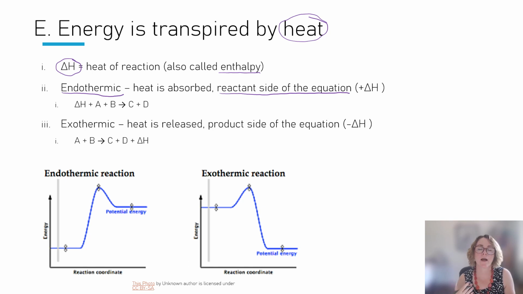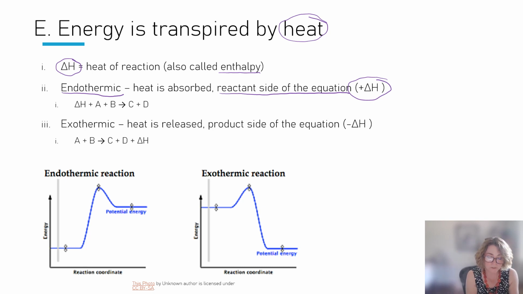If we tell you how much heat is involved for an endothermic reaction, we will give you that delta H value as a positive value. What that means is it doesn't mean that it's positive heat, it just means that heat is being absorbed, and that reaction is endothermic.